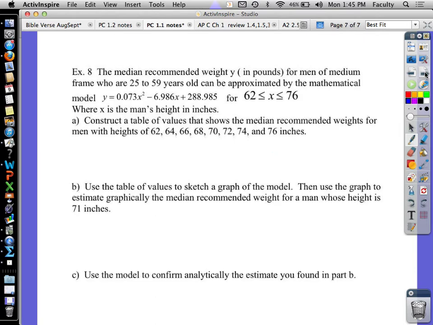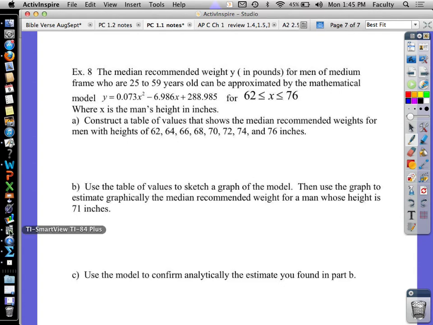All right, let's get this last one in here real quickly. Example 8. The median recommended weight Y in pounds for men of medium frame who are 25 to 59 years old can be approximated by the mathematical model Y equals 0.073x squared minus 6.986x plus 288.985 for x between 62 and 76, where x is the man's height in inches. It says construct a table of values that shows the median recommended weights for men with heights of 62, 64, and so on up to 76 inches.